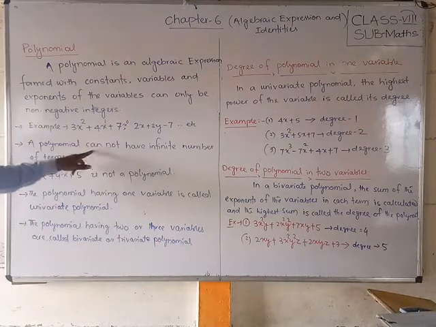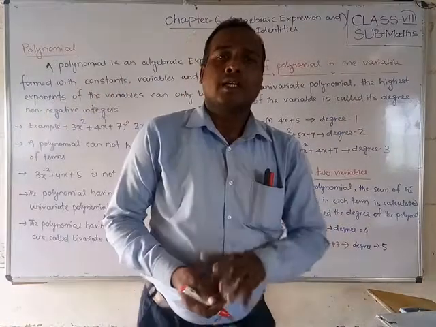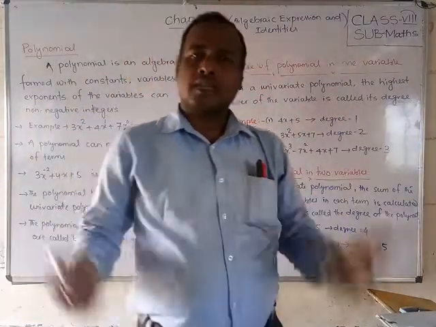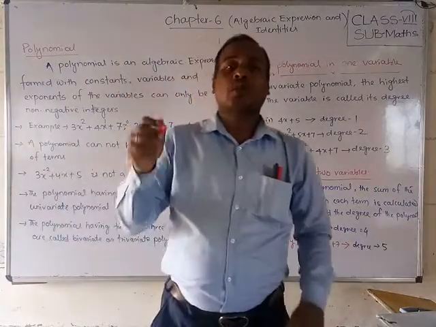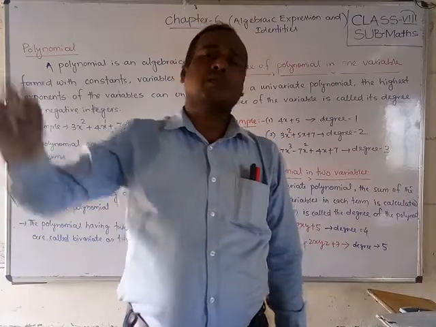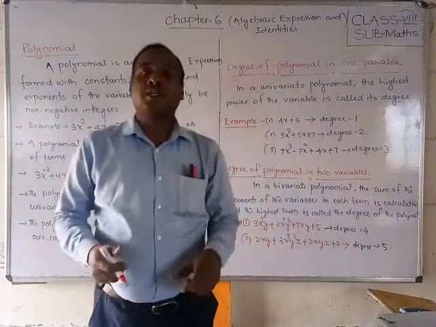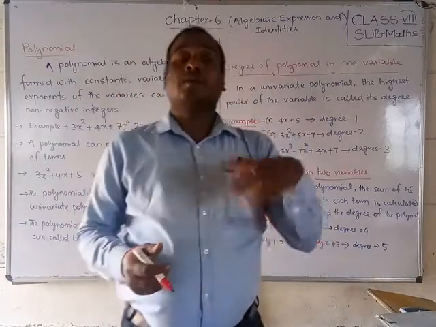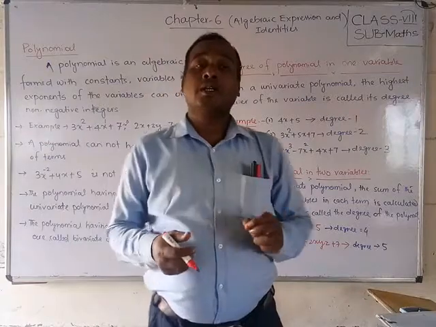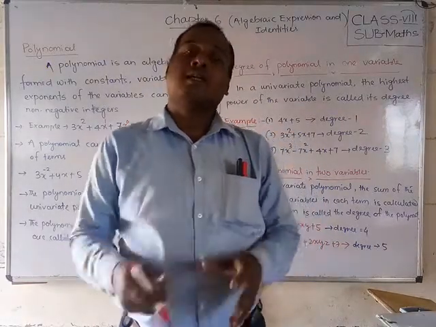A polynomial cannot have an infinite number of terms. I have already told you binomial, trinomial and multinomial. But we cannot say x plus 3x square plus 2x plus 5x and so on, like that infinite. We cannot say infinite terms are there in a polynomial. It is finite. Remember that very important thing: every polynomial has a finite number of terms.